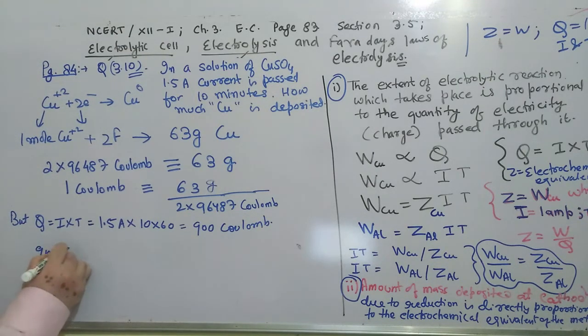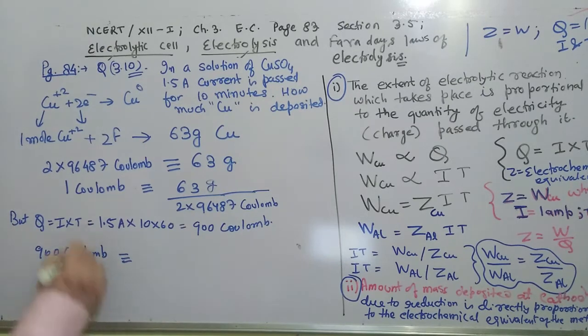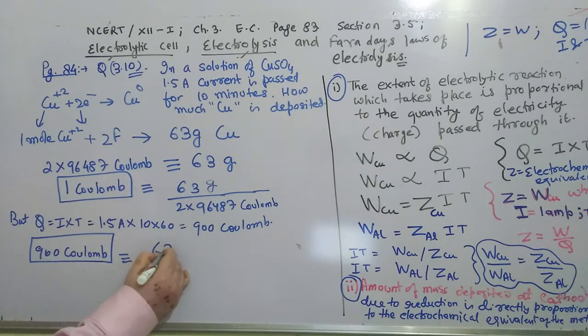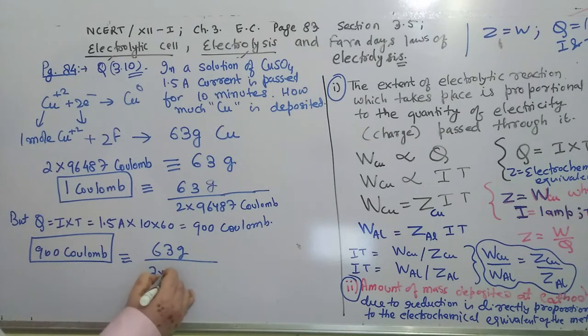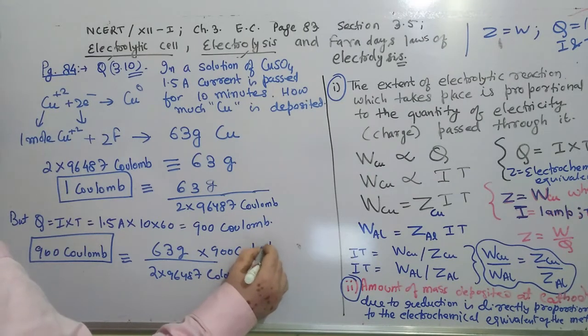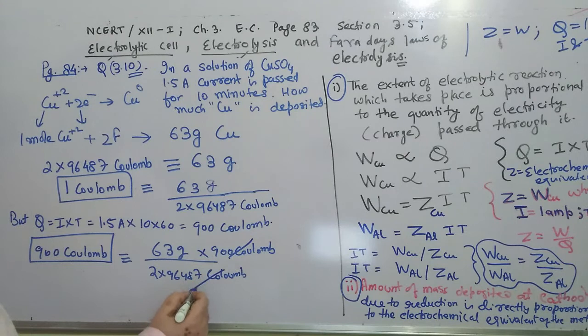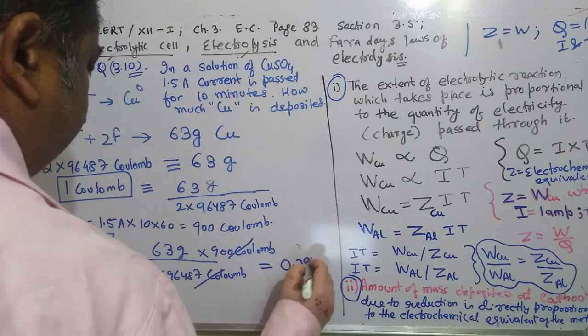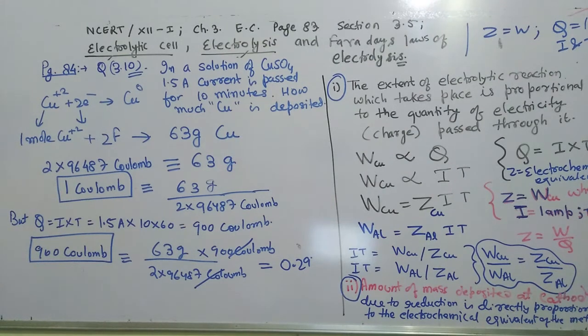So if 1 coulomb corresponds to this much, 900 coulomb will correspond to 63 gram by 2 into 96487 coulomb multiplied by 900 coulomb, and the coulomb will be cancelled. This will be equal to 0.2938 gram.